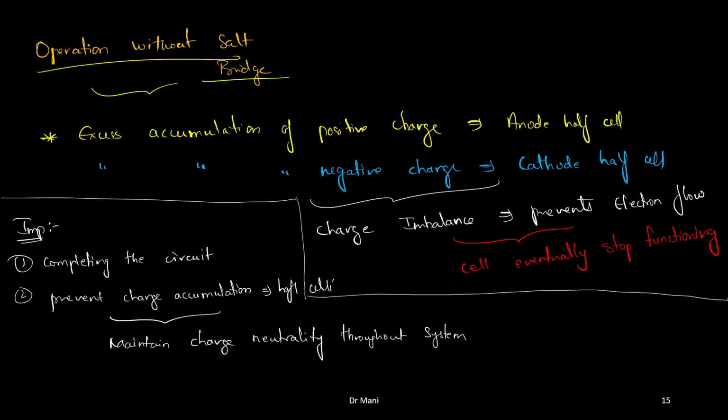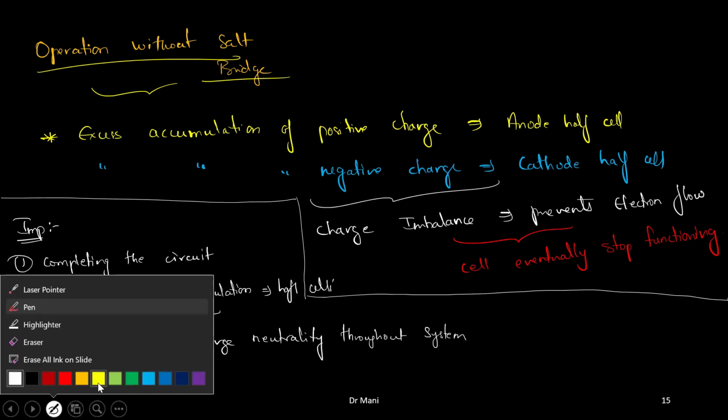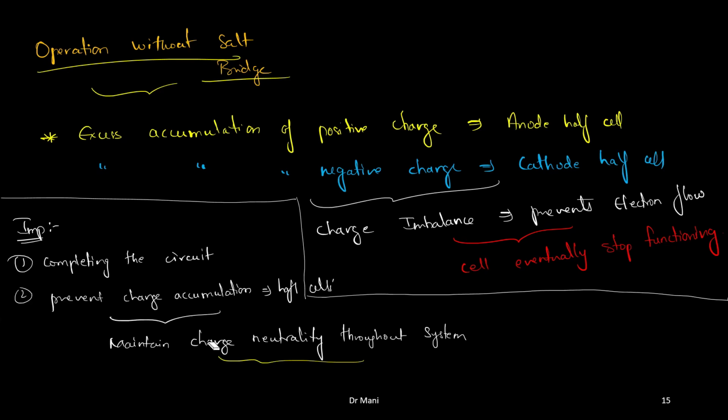So this is very, very important in order to make the electrons move. If there is no maintenance of the charge neutrality, then the electrons will not move. Electrons will not flow. So it allows uninterrupted electron flow through the external circuit or metal wire.